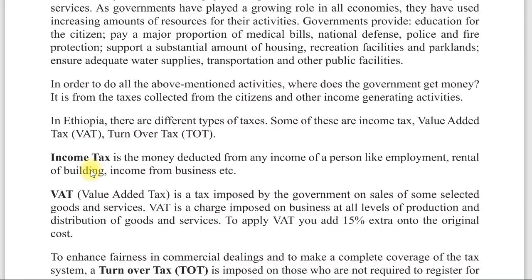VAT, or value added tax, የምንለው is a tax imposed by the government on a sales of some selected goods and services.